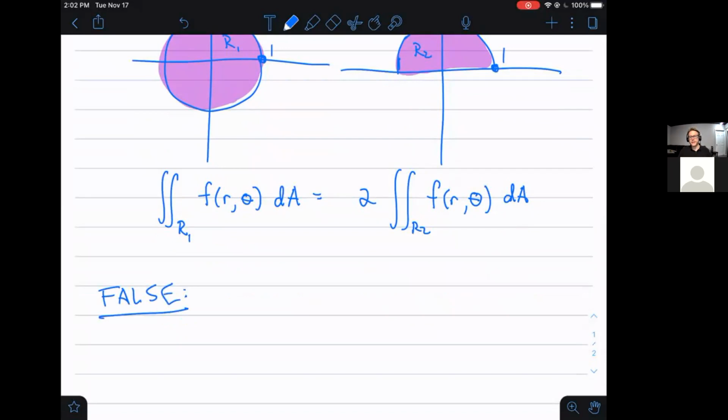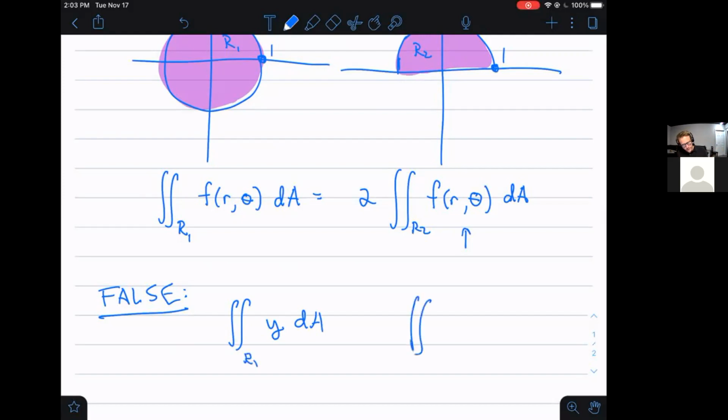The reason why: if you just had area, for instance, if you knew about a very specific function, so if this was 1 in this case, then it would just be finding area in both of these, and that would happen to be true. But there are plenty of other functions where this would not be true. So for instance, if you were to integrate the function y, and of course we could put this into polar, it would just be r sine theta. So if you wanted the r's and the thetas, you could certainly get that over R1.